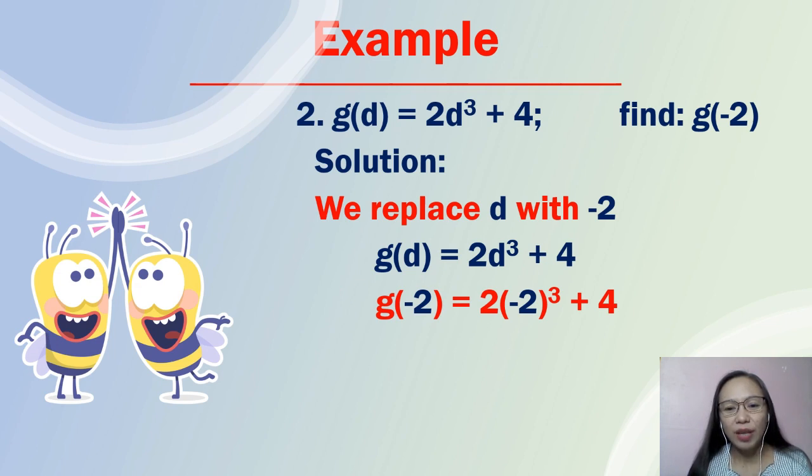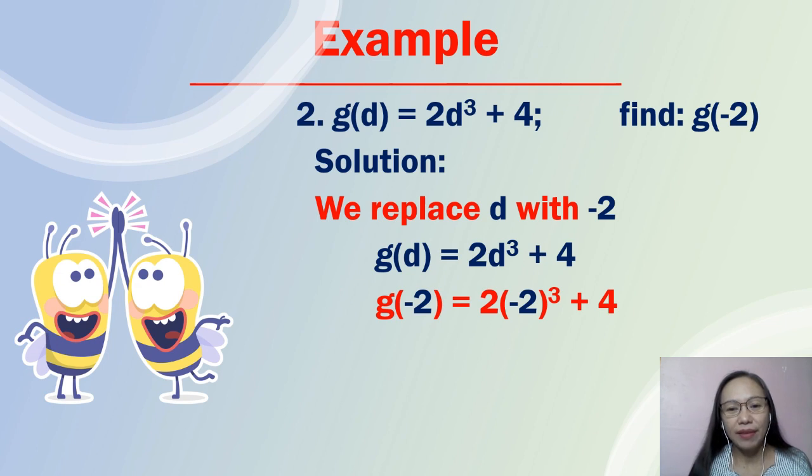So we start with negative 2 cubed there. Negative 2 cubed means we multiply negative 2 to itself 3 times. Okay, so that's negative 2 times negative 2. That's positive 4 times negative 2 again. So that is negative 8.